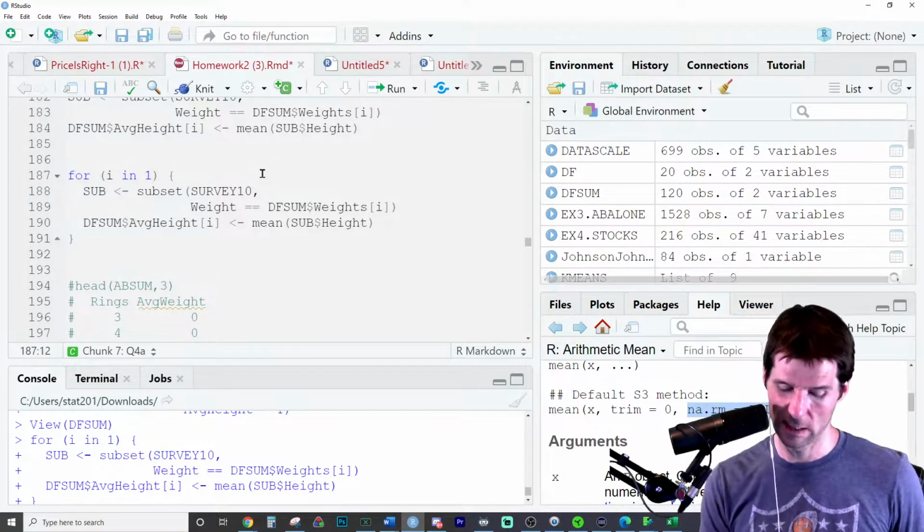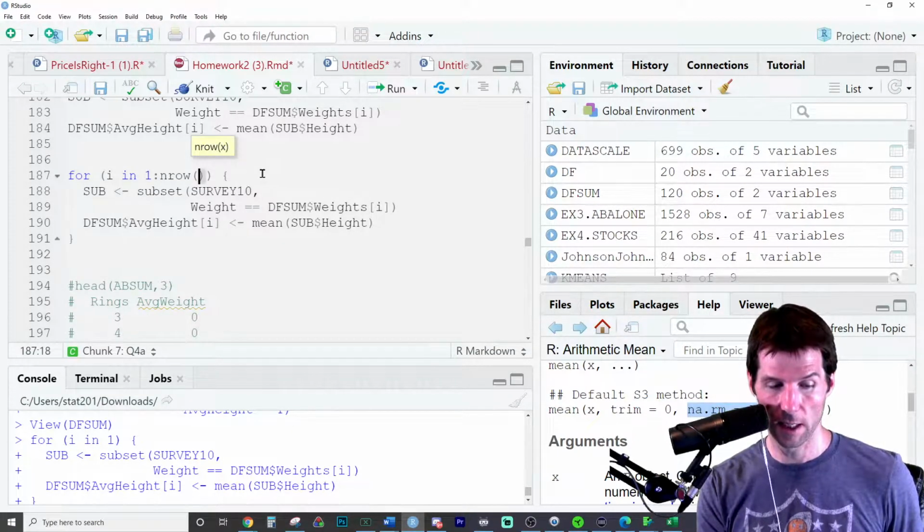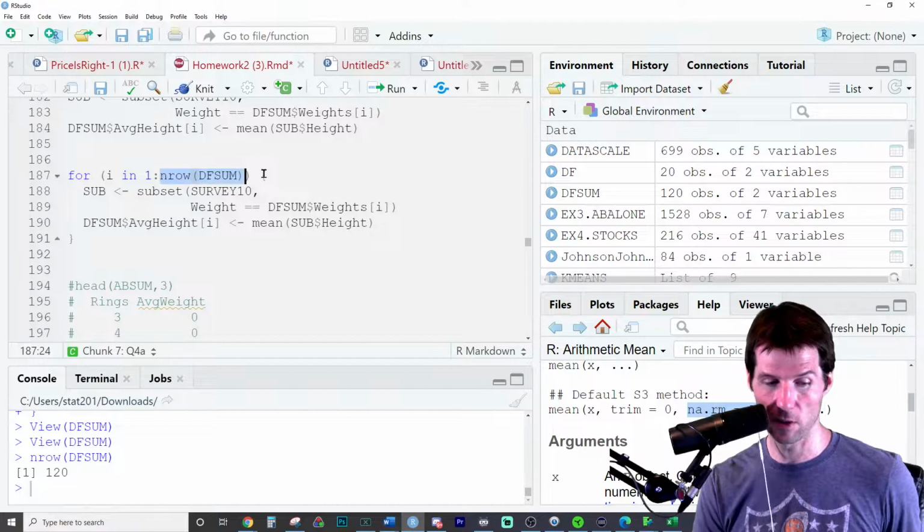So we could write 120. That's perfectly fine. Or we could go through here and go for the number of rows in df sum. You say, well, what's the difference? This one's not hard-coded. It still is 120. This right here is 120.